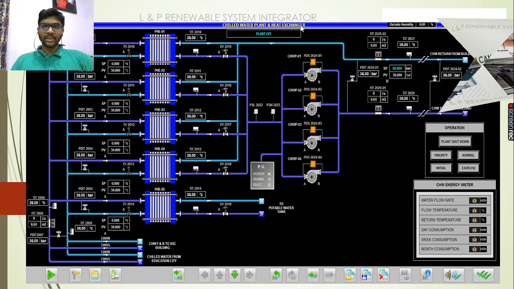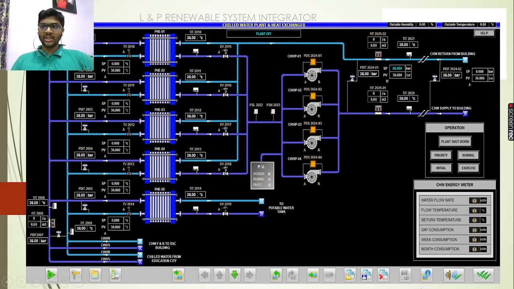This is one sample typical diagram of a chiller. See here, it is supplying the chilled water to the building, and it is taking the water from the main chillers, which is already pre-cooled. Also see here, these are the heat exchangers. This is the primary side of the heat exchanger, and this is the secondary side. See here, valves are present, and also temperature sensors. PDAT is also present here.